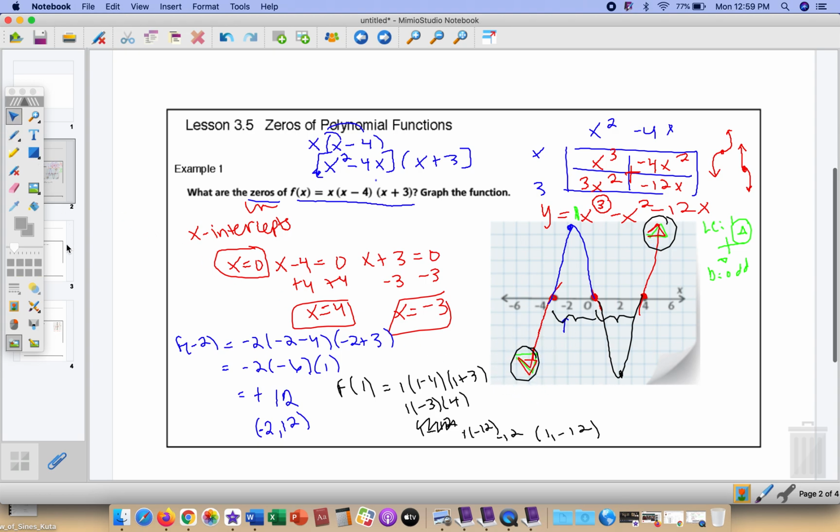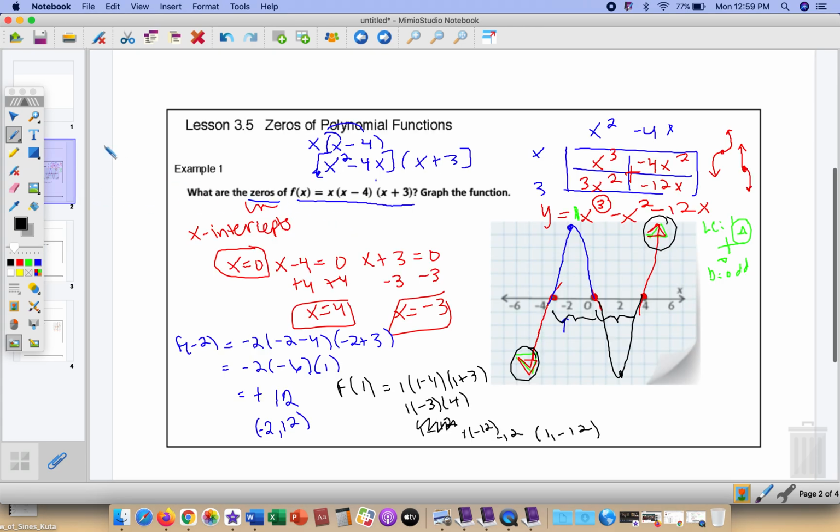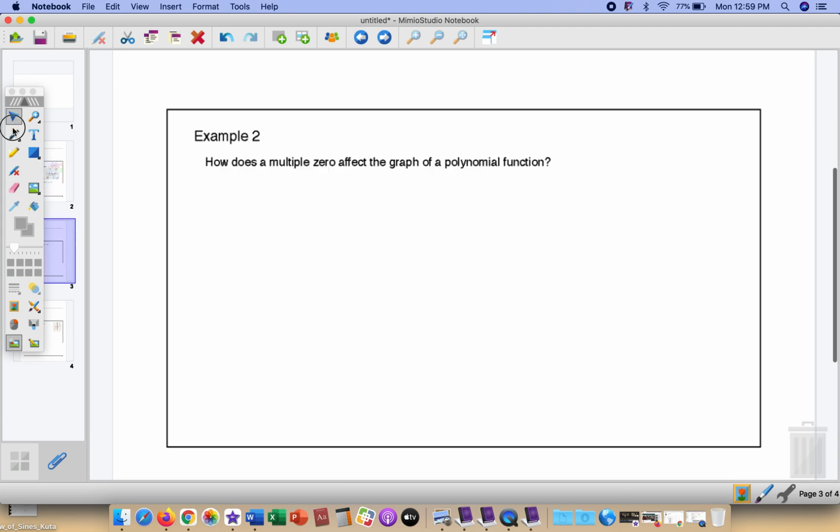Let's go on to the next question. How does a multiple zero affect the graph of a function? Well, let's look at the last graph we just did. We saw that it was x minus 4, x plus 3, equals x, x minus 4, and x plus 3.